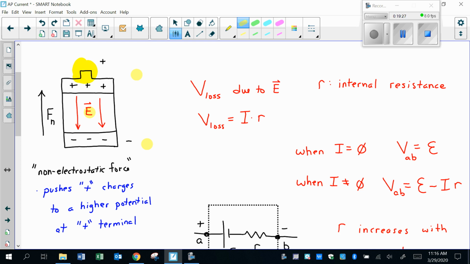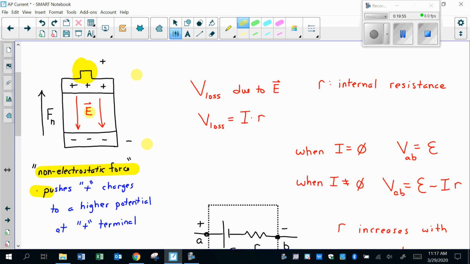And the answer is you've got this non-electrostatic force. This is the force that is responsible for pushing our charges to a higher potential. It's pushing them uphill, so to speak. Things shouldn't go uphill. Well, you must have some other force. You're going to get this non-electrostatic force from the chemicals inside your battery. So the chemicals push charge the wrong way up to the high point.